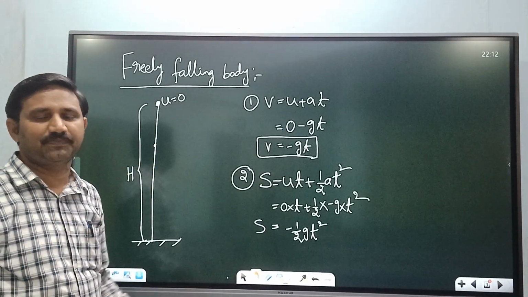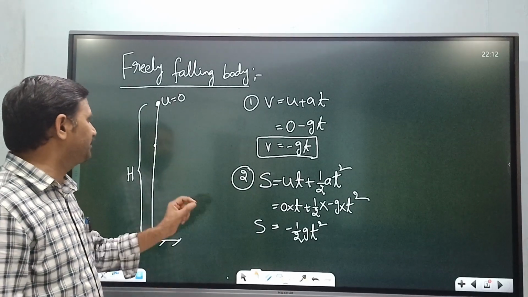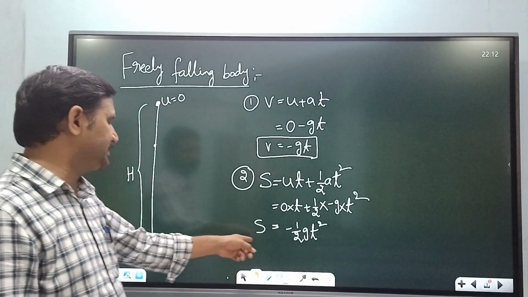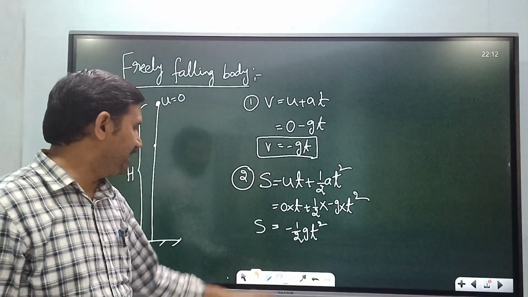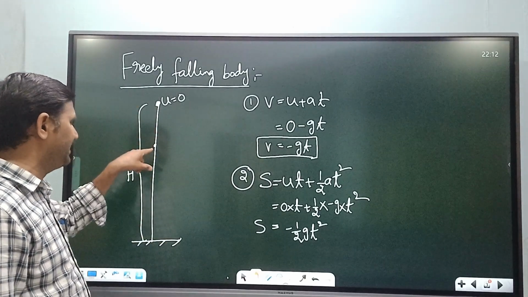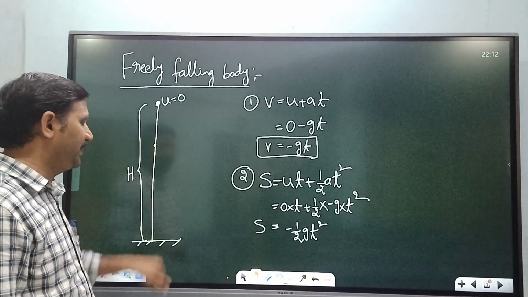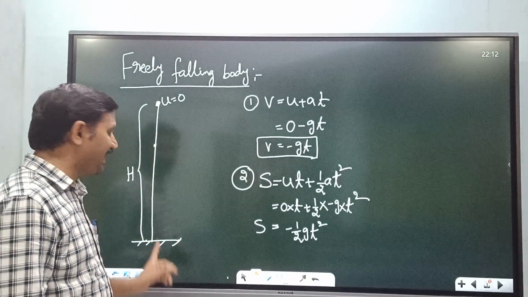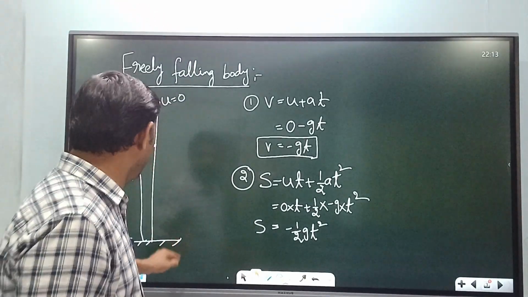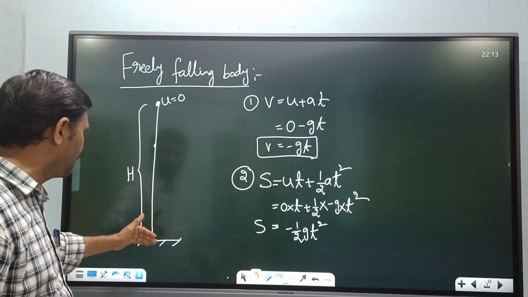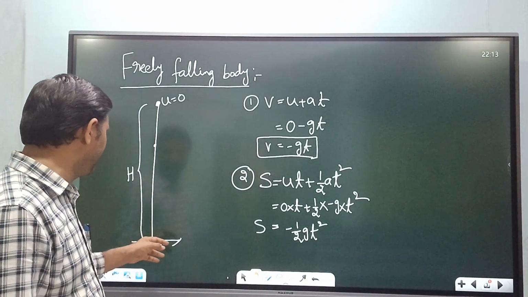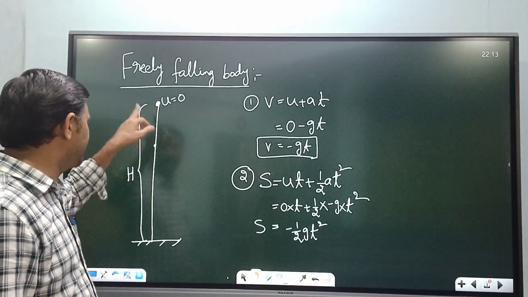What is our reference point? From where we have to project the body, that is the reference point. Here S is equal to minus half gt square, where this minus sign indicates that the displacement of the body after some time t is below the reference point. Suppose the body reaches the ground, then the displacement of the body is replaced by minus h.